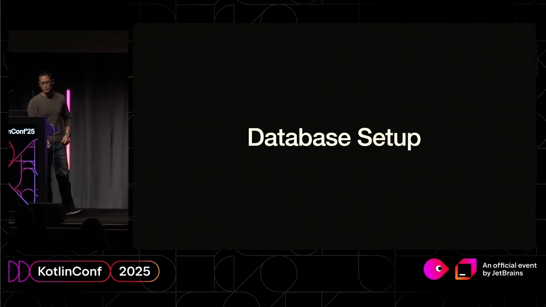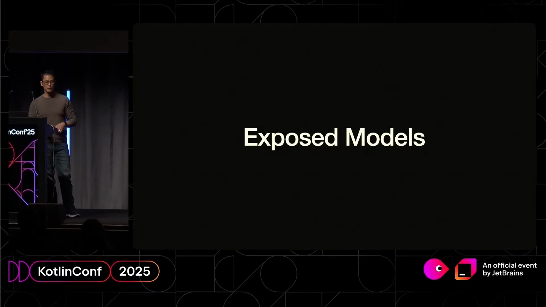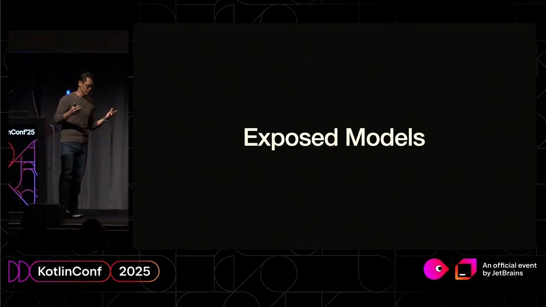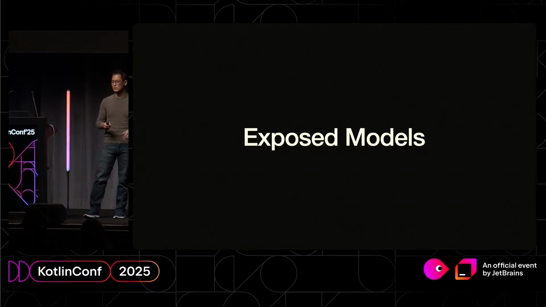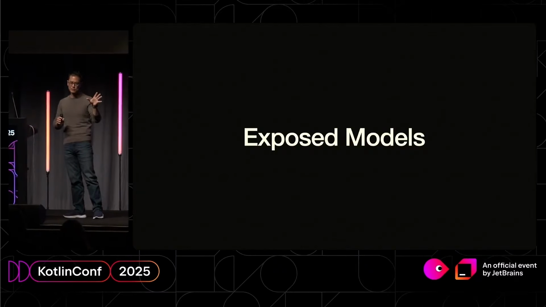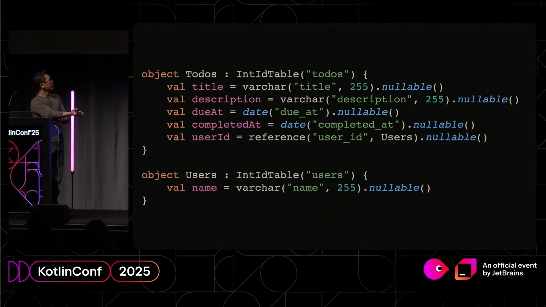OK, let's talk about the database setup. So the first thing we're going to do is talk from the lowest level to the highest level. We're going to start with the JetBrains Exposed models. So our database is basically going to be 2 tables, the to-do table and then the users table, which a to-do can be assigned to a single user. So this is what the JetBrains Exposed models look like. And what they do is they just represent the table.